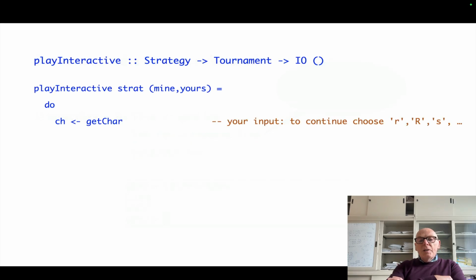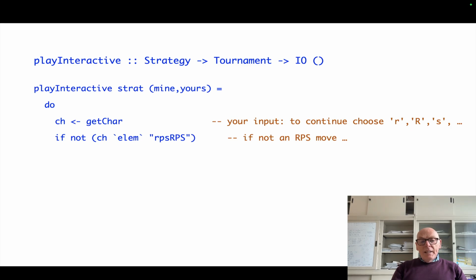And within these ingredients, we can now define fully the playInteractive. So how does it begin? It begins by getting a character, and that's the input from you. Remember, the me is the machine, you is the external player. And you are expected to choose little r, big R, or whatever. If you choose anything else, that will end the game. So you could put a carriage return there, or a space or something, and that will end the tournament.